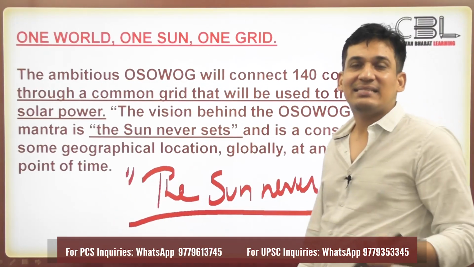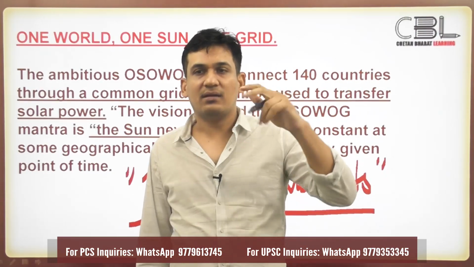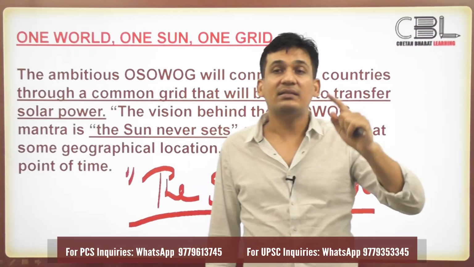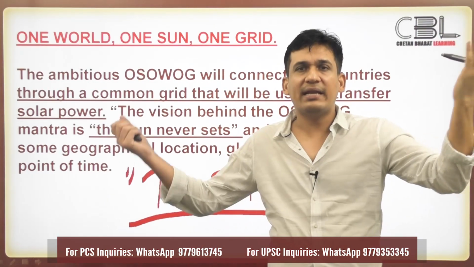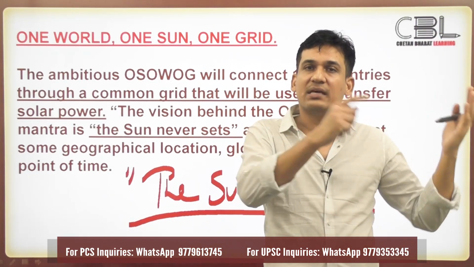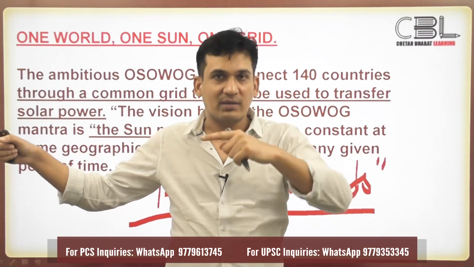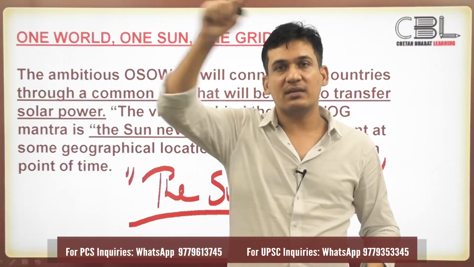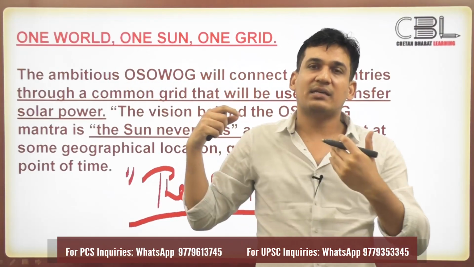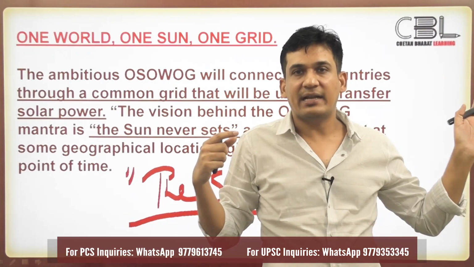Anyways, the idea is that the energy from the sun is constant at some geographical location globally at any given point of time. When the sun is there in Japan, it may not be there in Asia, and likewise in Africa. And likewise, when you can feel the sun rays in Africa, it might be night time in Asia.